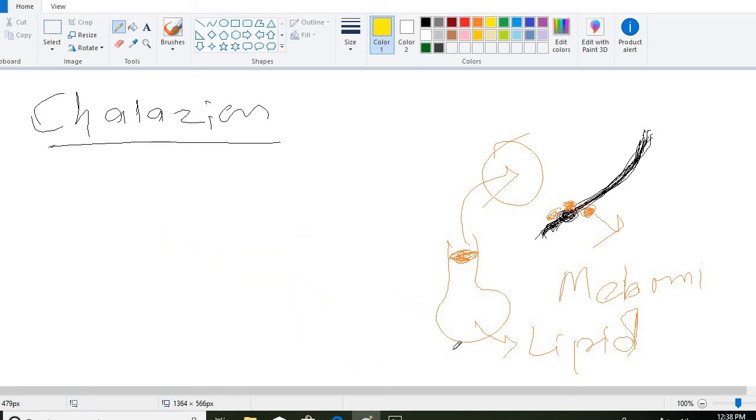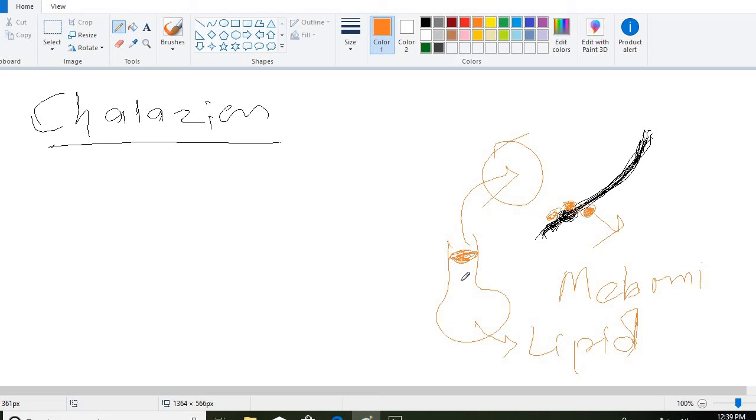Then how it develops: duct obstruction results in inflammation of the meibomian gland. That inflammation leads to plasma cell and neutrophil accumulation, giant cells, epithelioid cells, and chemical reactions occur, and there is inflammation of the meibomian gland. This is the pathogenesis.